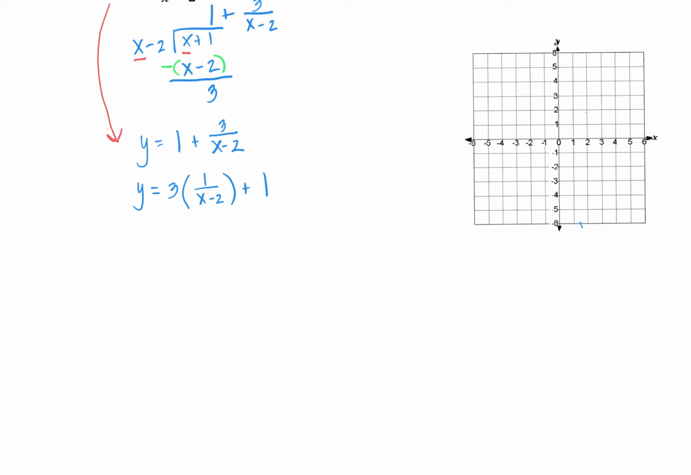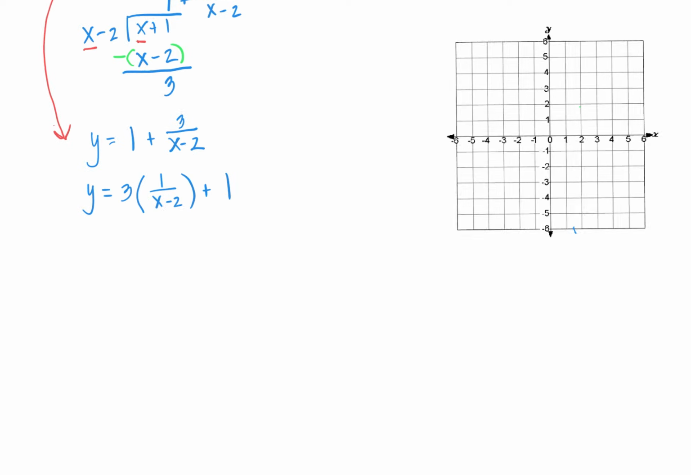I actually have 3 transformations. Inside the parentheses, that x minus 2 tells me I'm going to shift 1 over x, which is my basic or parent function, 2 units to the right. And then the 3 on the outside of the function says I'm going to multiply my y values by 3, which would be a vertical stretch by 3. The plus 1 says I'm going to shift my y values up 1, so a shift up 1. Let's go ahead, and this is going to get messy.